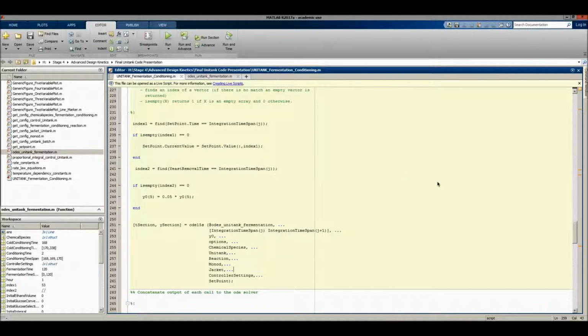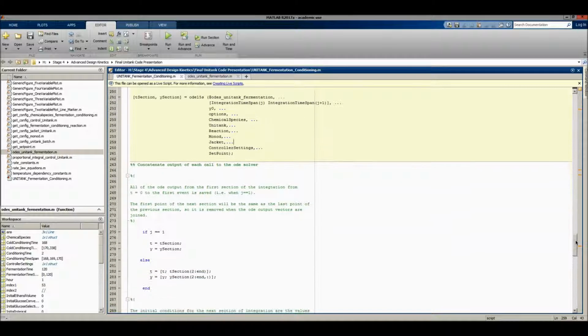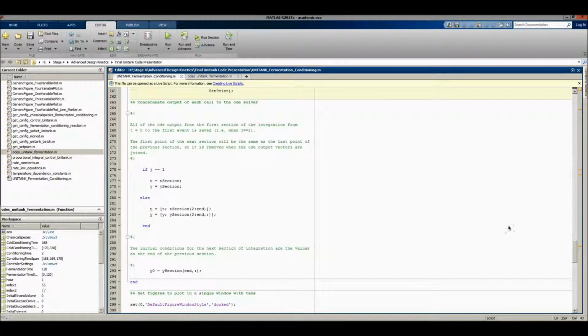Any new calculated values of set point and concentration of yeast are then passed into the ODE solver, which operates with the inputs Y0, options, and all other called structures such as chemical species. However, rather than running for the whole length of the simulation, the ODE solver now runs from one event to the next event using the vector integration timespan j to integration timespan j plus 1. Once the ODE solver runs the ODE script, it then concatenates the outputs, and the initial conditions Y0 for the next piecewise integration are set to the end values of the output Y from the previous piecewise integration.